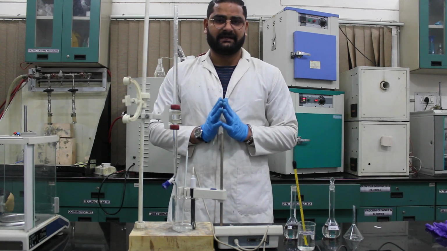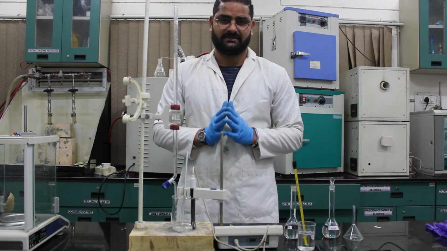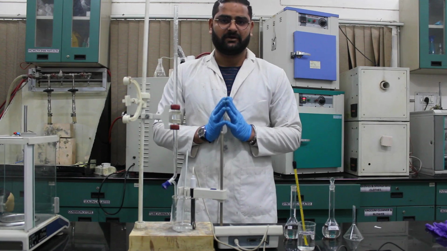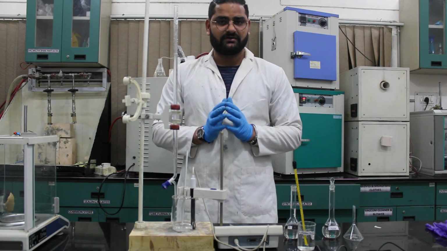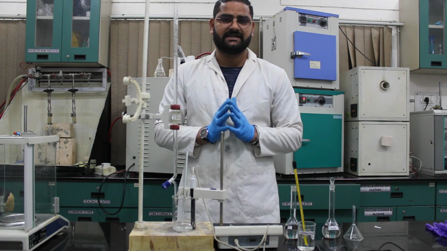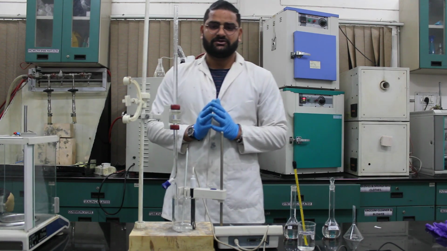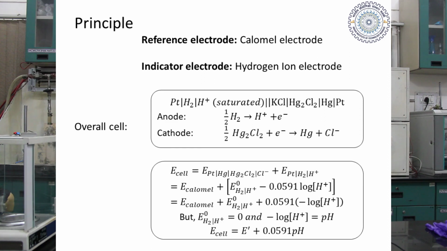Today we will be doing the practical called acid-base titration using a potentiometer, which is based on the principle of an electrochemical cell, where we are using calomel as the reference electrode and a glass hydrogen electrode as the indicator electrode. As you can see from the screen, when we use the calomel and glass electrodes, we get a full cell equation. From this we can calculate the E cell for this reaction. So E cell comes out to be E dash plus 0.0591 into pH at 25 degrees Celsius.